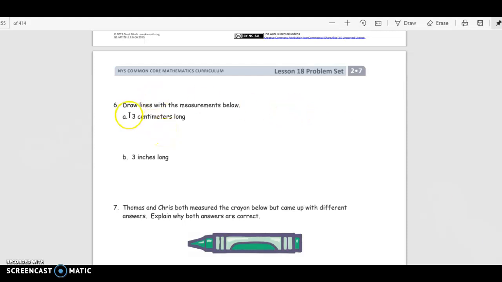So it gives you 3 centimeters. It wants you to draw that, and it wants you to draw 3 inches.